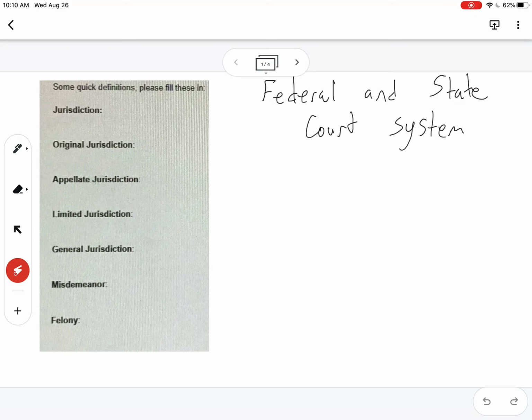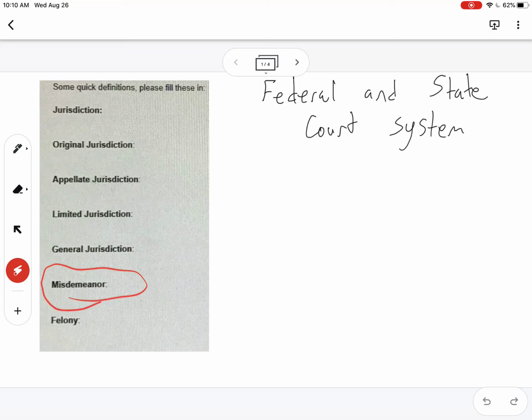So you'll find general jurisdiction courts are also courts that have original jurisdiction, and limited jurisdiction courts are typically appellate jurisdiction courts. We're going to focus mostly on these two later on.